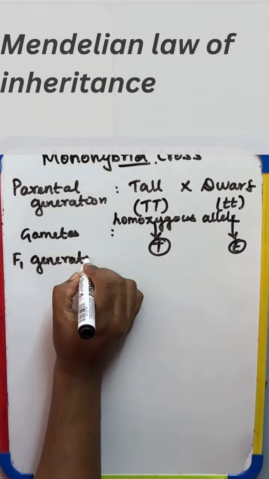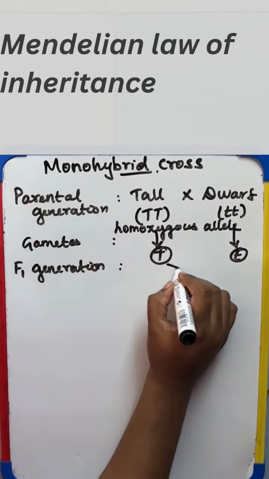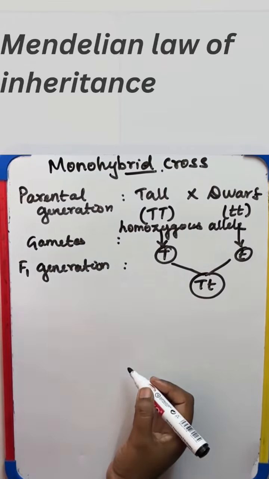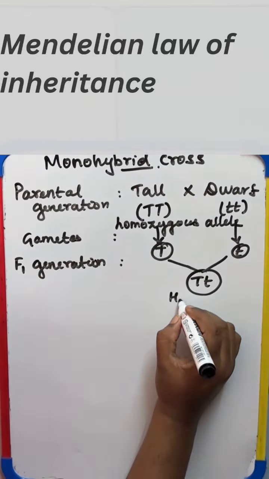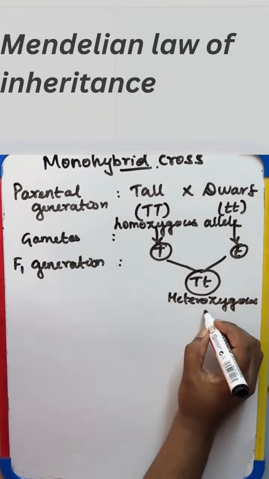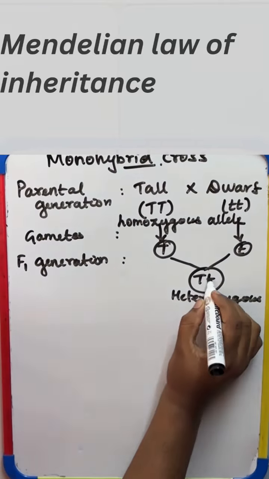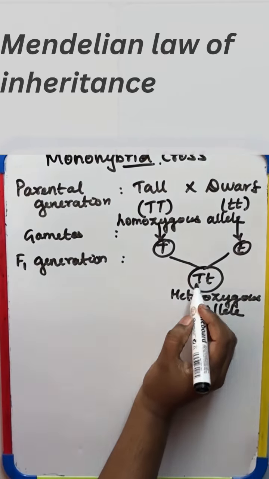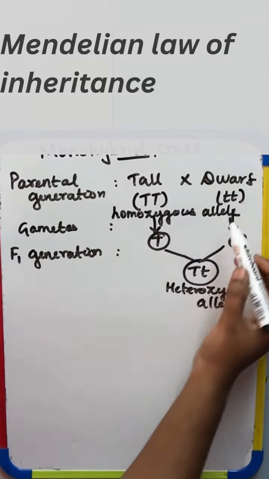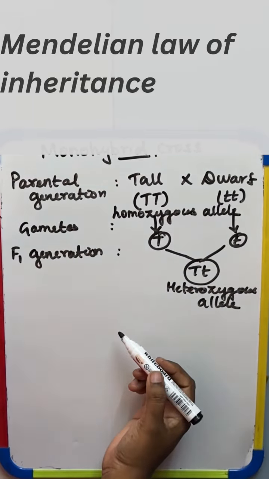The F1 generation he found was the tall plant. When he crossed these two, he got the F1 generation as tall plants. Here we call it a heterozygous allele, because it has the alleles for both tall and dwarf. But the dominant is expressed here. The capital T represents the dominant allele and the small t represents the recessive allele.